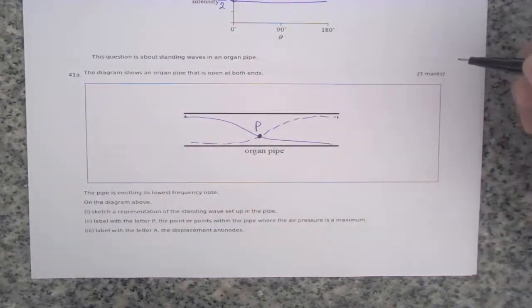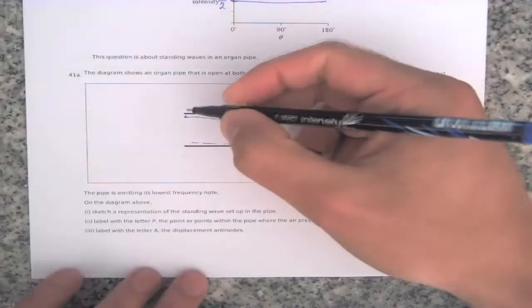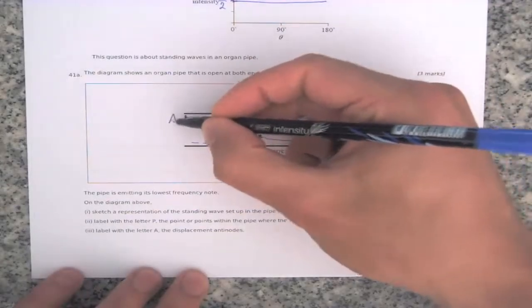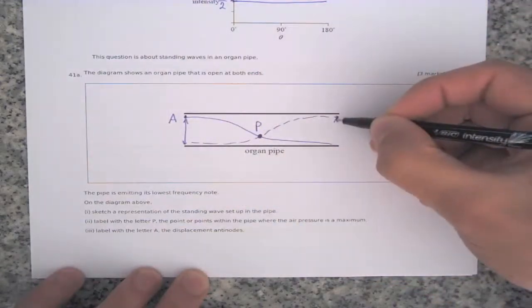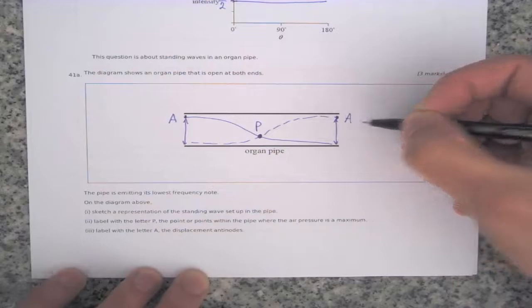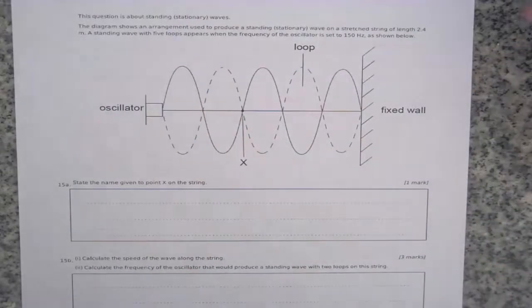Number 3, label with the letter A the displacement antinodes. So antinodes are the points that move all the way up and down with a maximum amplitude. So what do you have here? Of course, here is your A, it goes all the way up and down, and as well here is your A, that does the exact same motion. Now the next question is about standing waves as well.